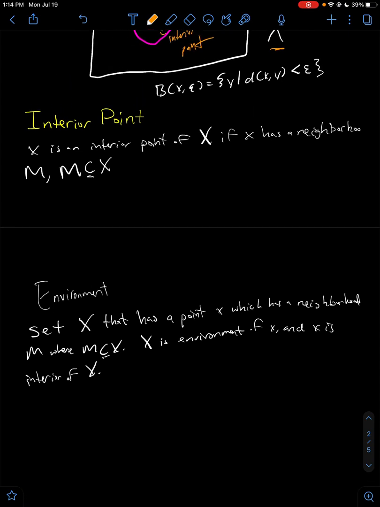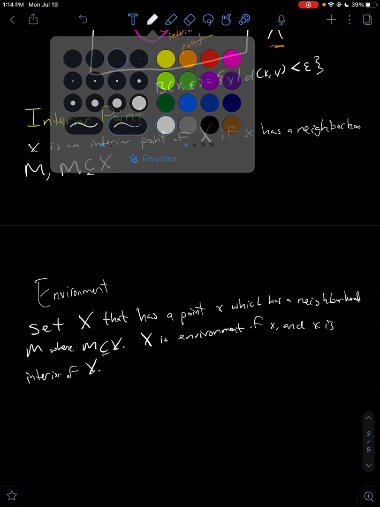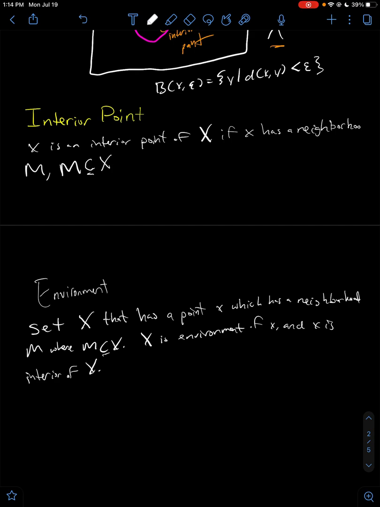That's all it means. And now let's define the environment. The environment is defined as a set X that has a point x which has a neighborhood M where M is in X. X is an environment of x, and x is an interior point of big X. Okay? This is again similar to the ones I gave earlier.